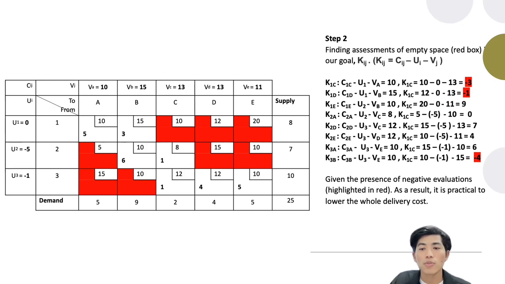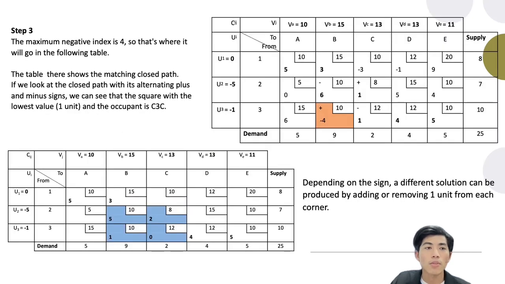As you can see here, given the presence of negative evaluations highlighted in red, it is possible to lower the whole delivery cost. So here, we get the negative evaluations of -3, -1, and -4. Step 3, the maximum negative index is 4. So that is where it will go in the following table.